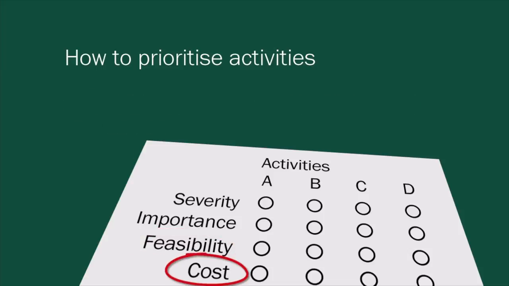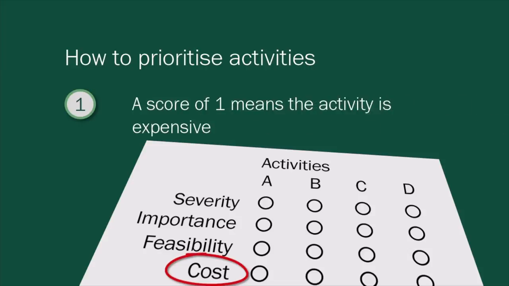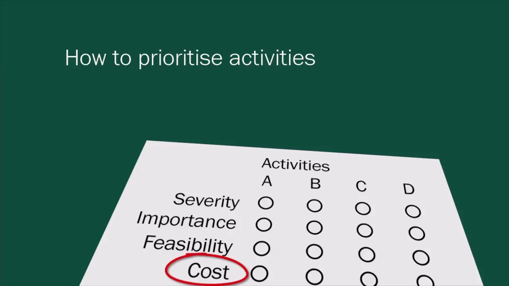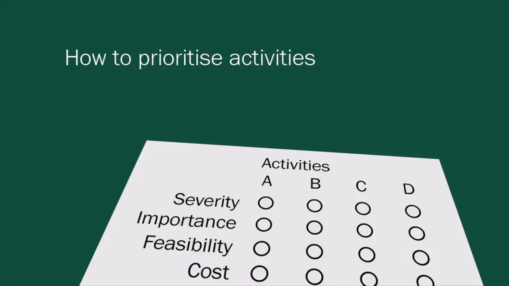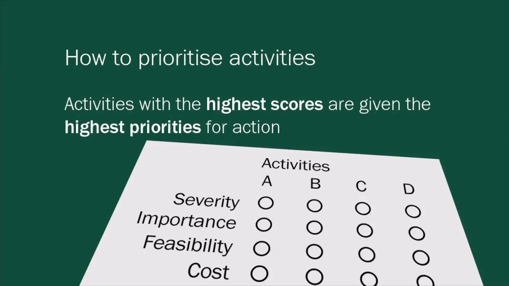Cost. This is often a deciding factor. It can refer to present cost or to finances that need to be obtained to carry out the activity. Here, a score of 1 means that the activity is expensive and 5 that it is cheap. Finally, all the scores for each activity are added up. Activities with the highest scores are given the highest priorities for action, and this provides a strategy for the plan.